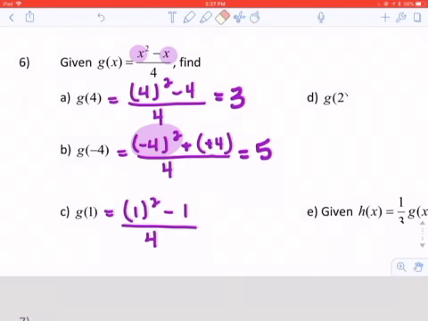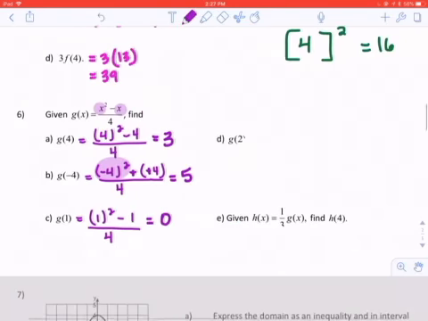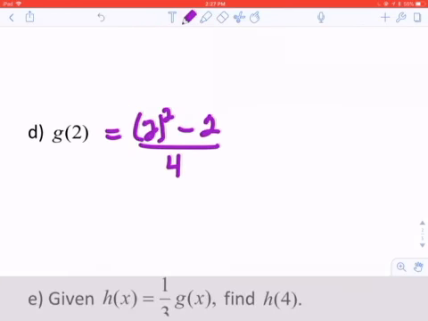g of 1 is 1 squared minus 1 divided by 4. 1 squared is 1, 1 minus 1 is 0, and 0 divided by 4 is 0. And then g of 2 is 2 squared minus 2 divided by 4. 2 squared is 4, 4 minus 2 is 2, and 2 over 4 equals 1/2.